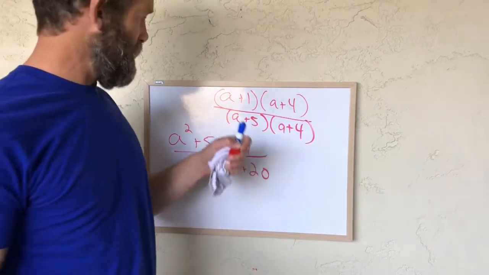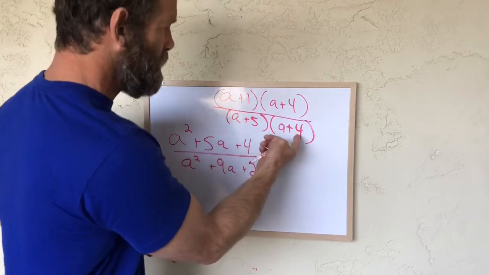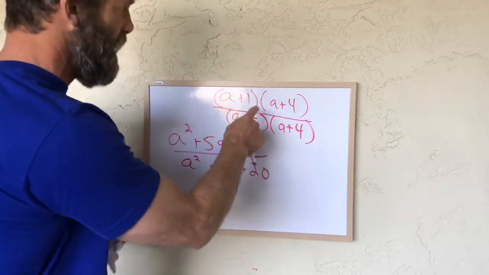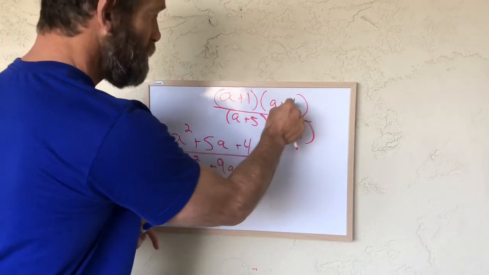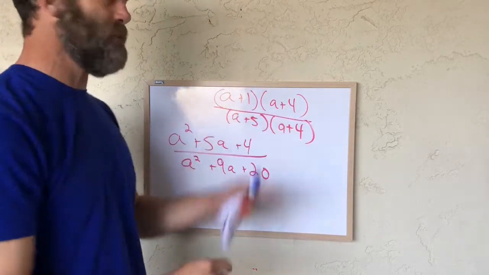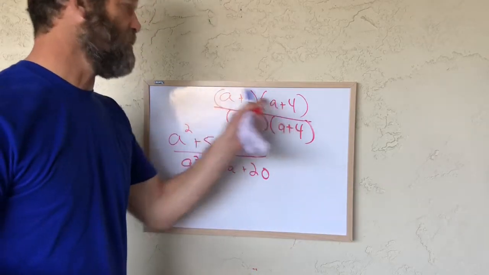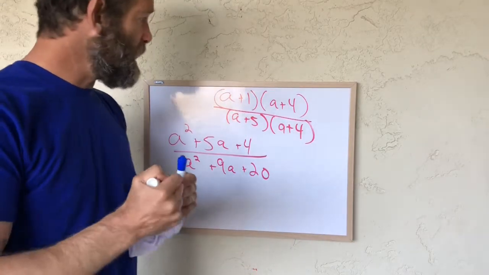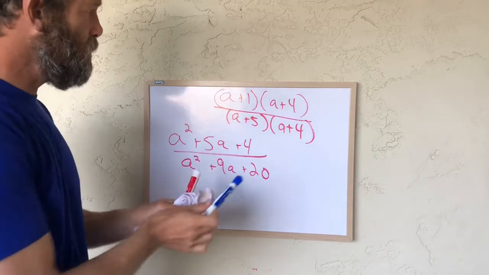Please understand, you don't have to say 5 and 4. You could say a plus 4 and then a plus 5. You could say a plus 4, a plus 1. It doesn't have to be in that specific order, but the way it's factored, it has to be in that order. Okay, and then anyways, these two cancel out.